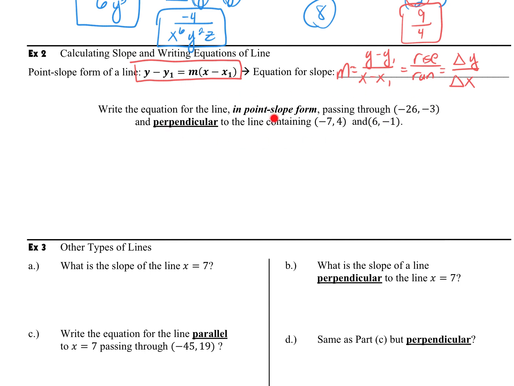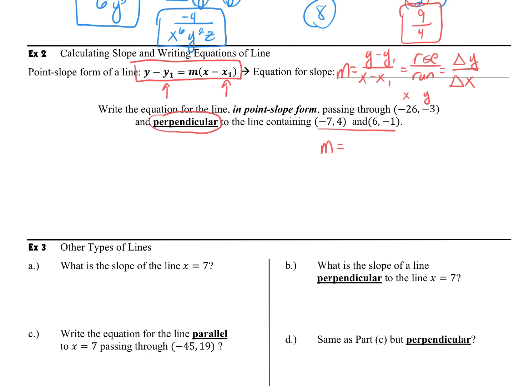If we want to write the equation in point slope form for a line that's going to go through this point, that will become our xy pair, and that's what we'll substitute here and here. We want our line to be perpendicular to a line that goes through these 2 points. So we first need to know what is the slope of the line that we're starting with. So we're going to calculate our slope.